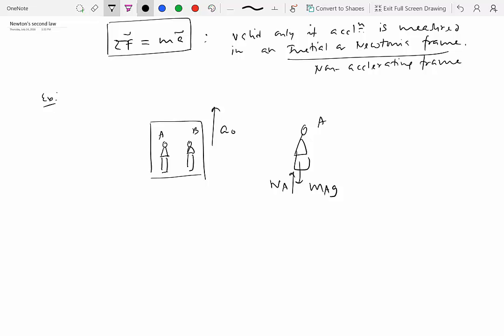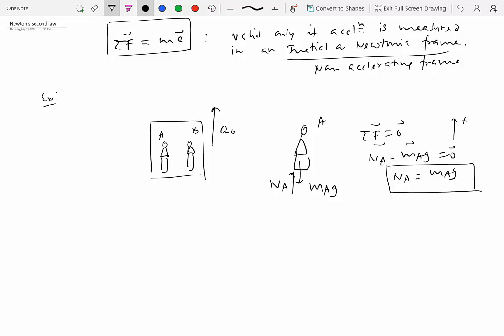And he says that I'm standing right next to you and I'm looking at you and you're not going anywhere with respect to me. So I'm going to write sigma F is equal to 0 because I don't see you going anywhere. You're standing right next to me. There's no motion of you with respect to me. And he concludes that N_A minus m_A g, assuming that upward is a positive direction, is 0. That means N_A is equal to m_A times g. So he says that the normal reaction on your feet is the same as your weight.